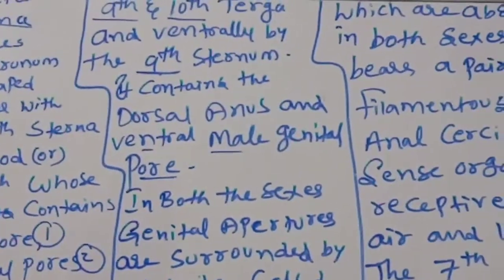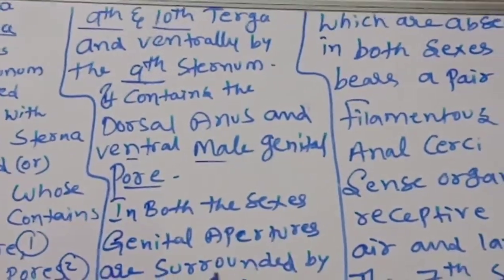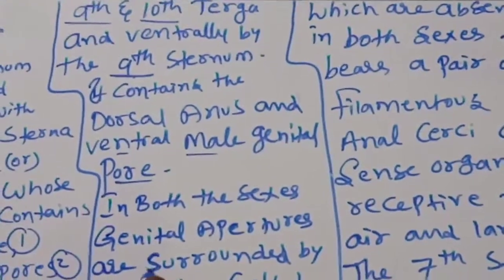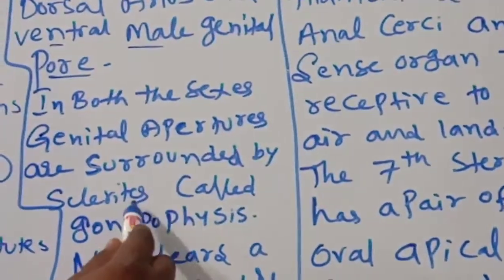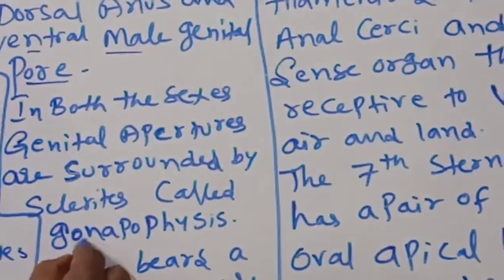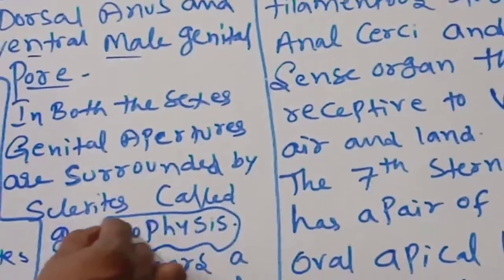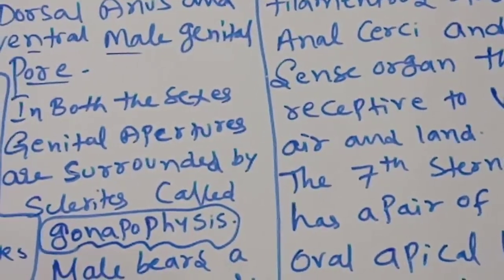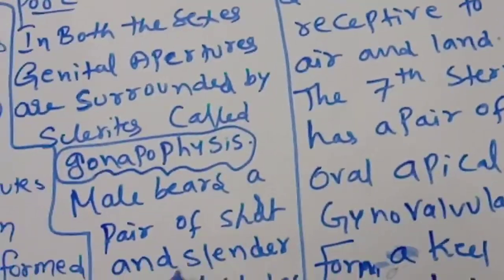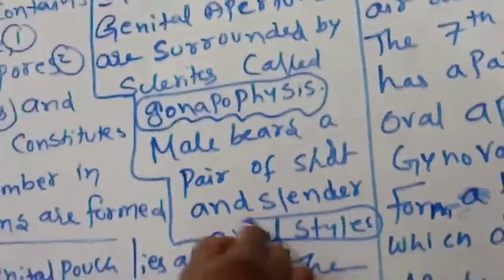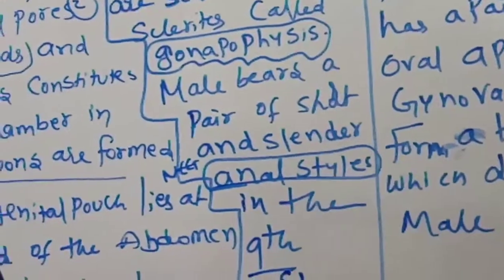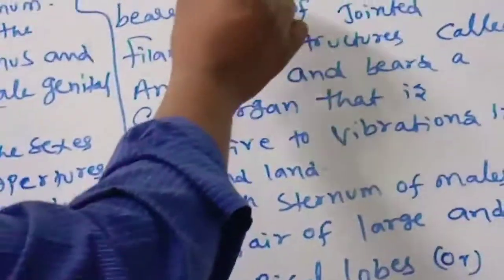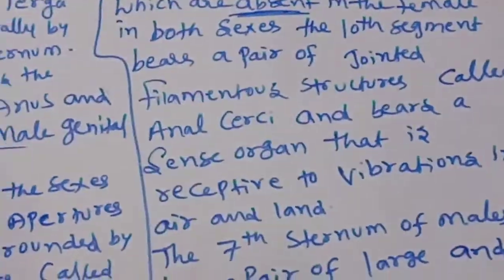In both sexes, genital apertures are surrounded by sclerites called gonapophysis. Male bears a pair of short and slender anal styles on the 9th sternum, which are absent in the female. This is the most important distinguishing character in the males.